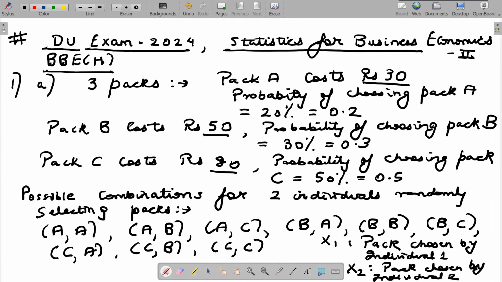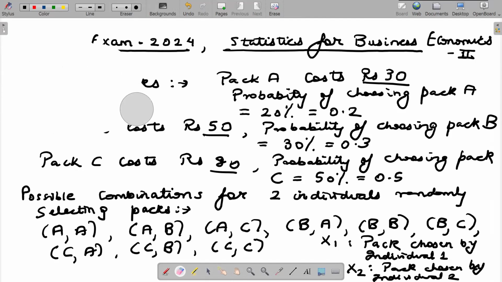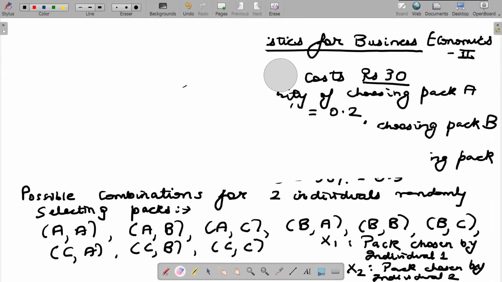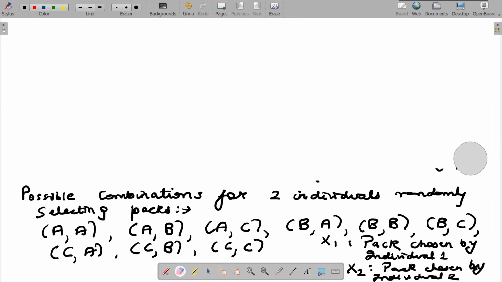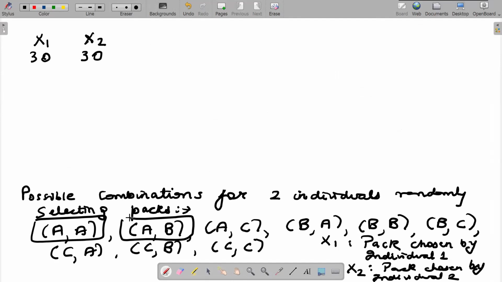Okay, so if I erase this initial portion off now, I'm erasing all this off. I hope students have noted this down in your notes. So we have the following combinations now. I can write them X1, X2. So AA means both are purchasing pack A, so 30 rupees is the cost. AB denotes that X1, the first individual, purchases pack A costing 30, but the second individual purchases pack B costing 50. Remember, pack B costs 50. Then AC would mean individual 1 buys pack A, 30, individual 2 buys pack C, 80 rupees.